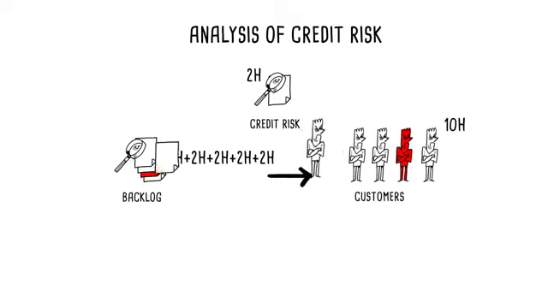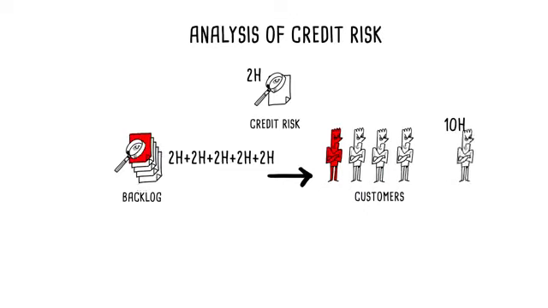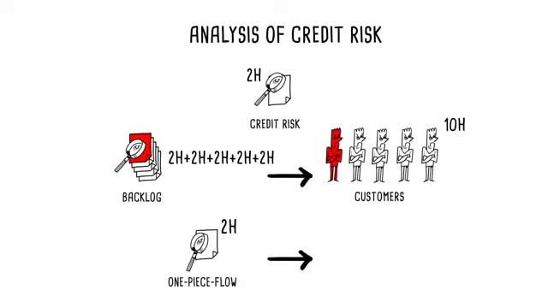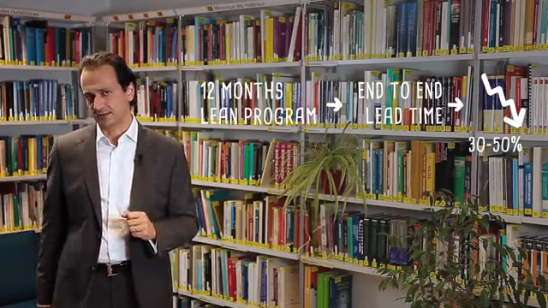And finally, the customer is waiting for the backlogs of each activity in the end-to-end cycle. If you could get rid of the backlog and work in a one-piece flow mode, which means you do one and when you finish you receive the next one, then you would save 10 hours of lead time with no impact on your working hours. This is just magic. Typically, a 12-month Lean program can reduce the end-to-end lead time by 30 to 50%.